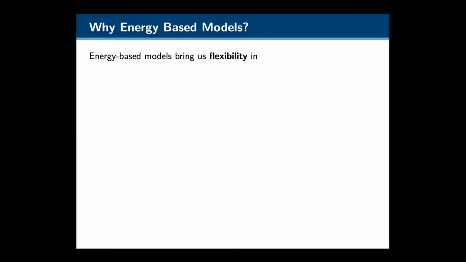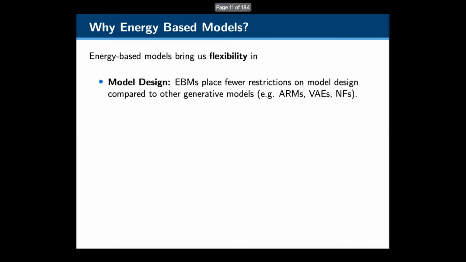So the first reason is that they bring us a lot of flexibility. And the first way they bring us flexibility is in the model design. Energy-based models, unlike autoregressive models, VAEs, normalizing flows, place very few restrictions or often no restrictions on the kind of model we're using. So we can use arbitrary neural networks. We just need our energy function to be some function which takes in an input and returns a scalar. If we have a function like that, we're golden. So we can use a graph neural network, a transformer, a ResNet, whatever modern neural network we want, basically.